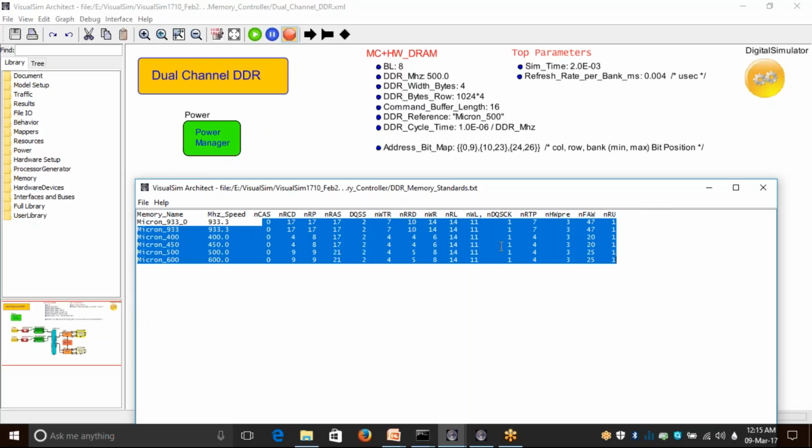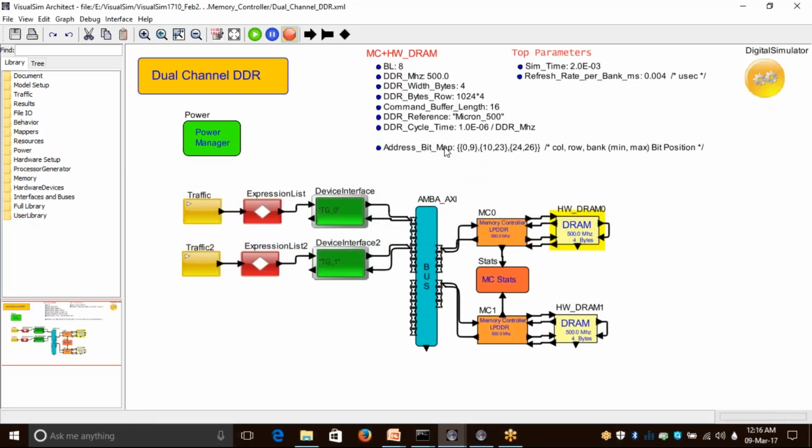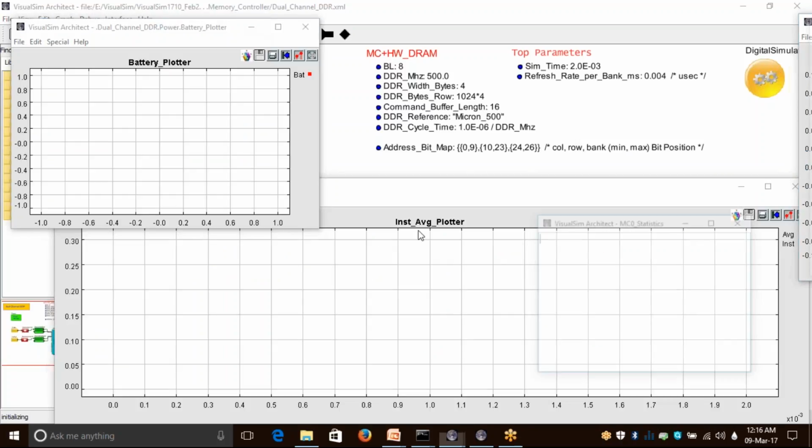So you can list out all these in a text file, something like this, and you can run through or change the memory types and run the model, trying to understand which technology is actually providing you a better performance versus power trade-off. So I'm going to run the model.